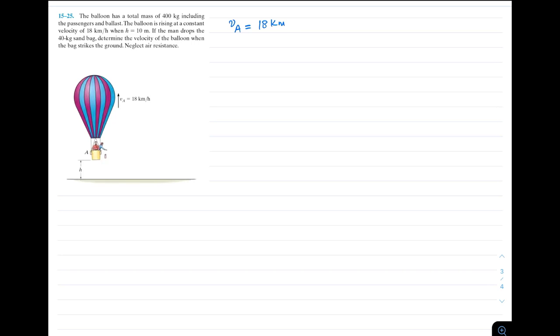18 kilometer per hour. If we convert it into meter per second, this is 18 kilometer per hour. So 1 kilometer equals 1000 meter, multiplied by 1 hour equals 3600 seconds. This gives us 5 meter per second. So the balloon is moving with 5 meter per second.